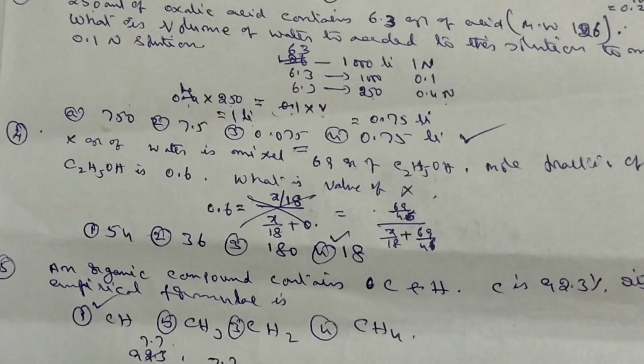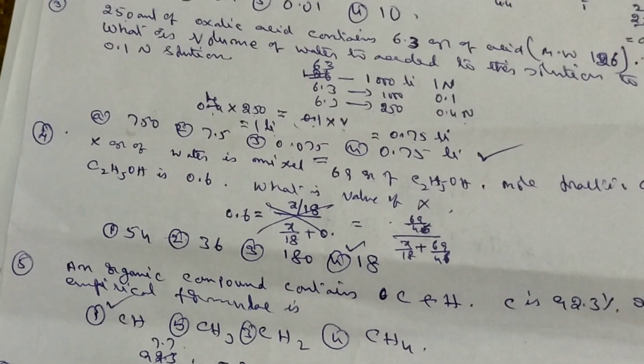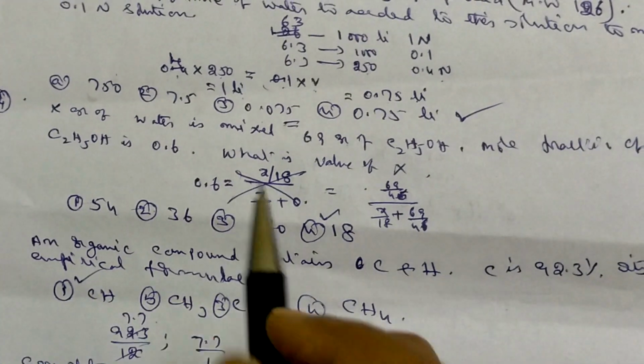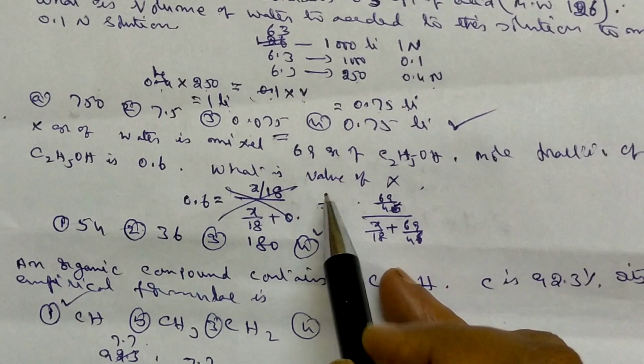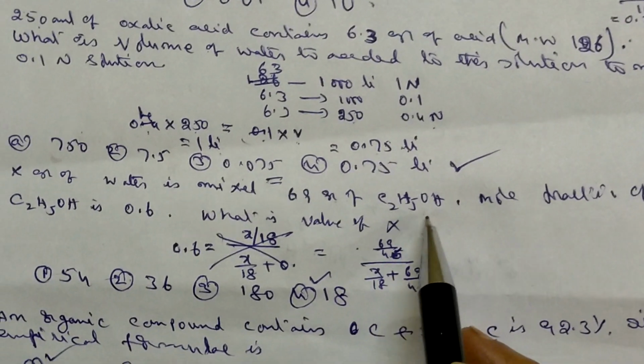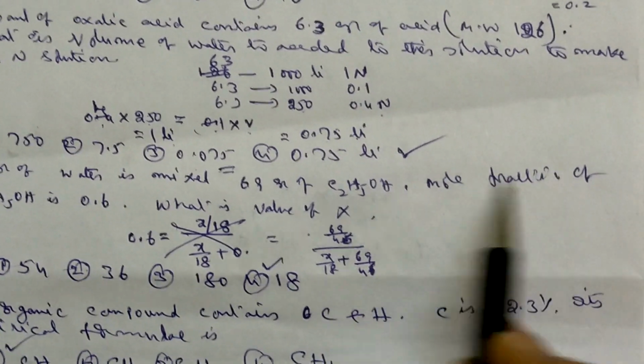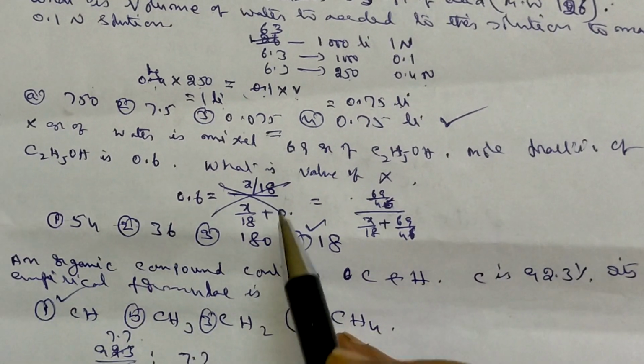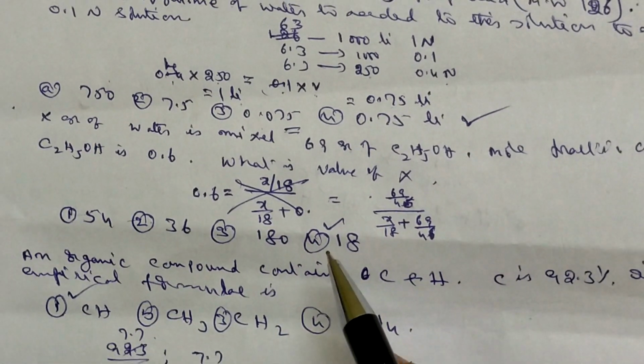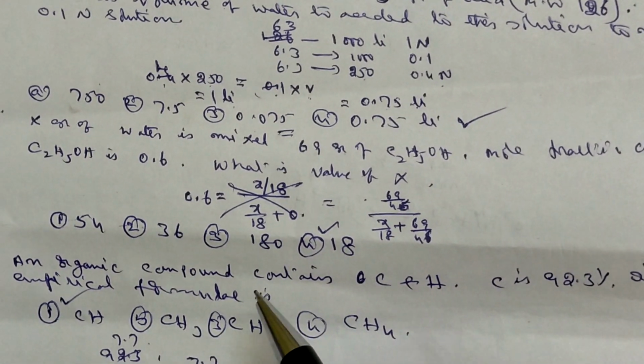Next, slightly different: x grams of water is mixed with 69 grams of ethyl alcohol. Mole fraction of ethyl alcohol is 0.6. What is the value of x? How many grams of water is taken? What is the value, means?